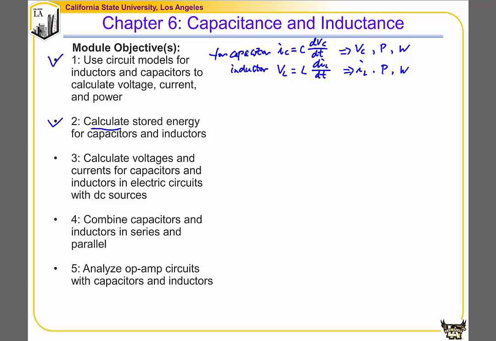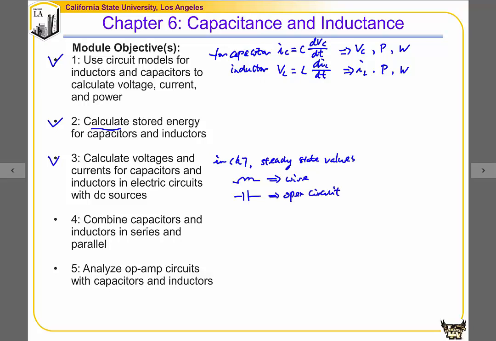And the third module objective is to calculate the voltage and currents for capacitors and inductors in electrical circuits with DC sources. This knowledge is tested in chapter 7, where we need to calculate a steady state value. In steady state, the inductor works as a wire. In steady state, the capacitor works as an open circuit. And in steady state, the inductor can also be seen as a shorted circuit.